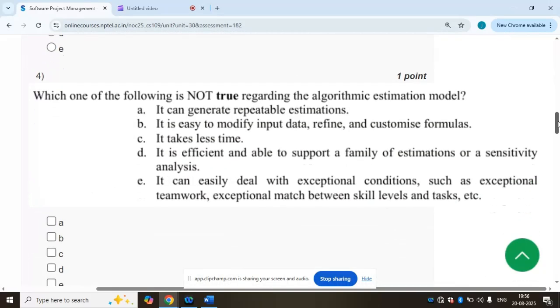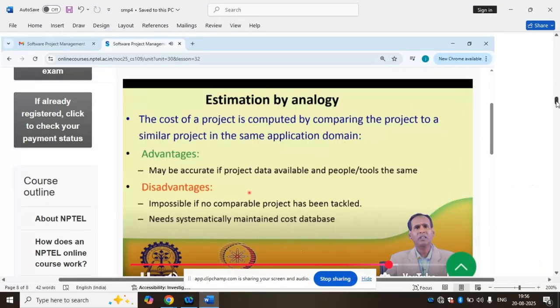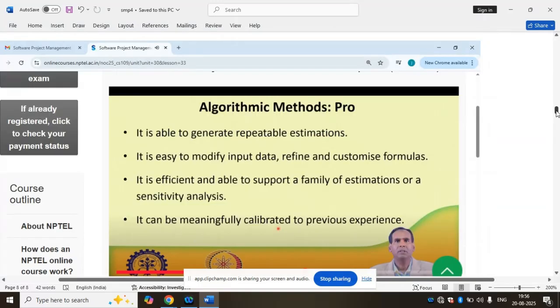Next one, which one of the following is not true regarding algorithmic estimation model? So we need to see algorithm estimation model. So algorithm estimation methods, you can see it's able to generate repeatable estimations. It is easy to modify input data, refine and then customize formulas. It is efficient and able to support a family of estimations or sensitivity analysis. It can be meaningfully calibrated to previous experience.